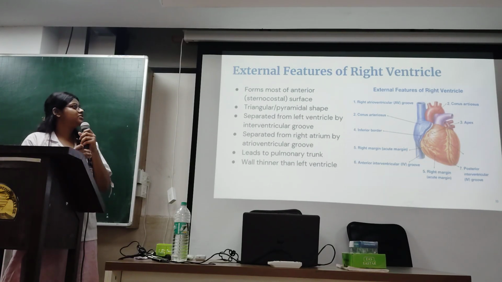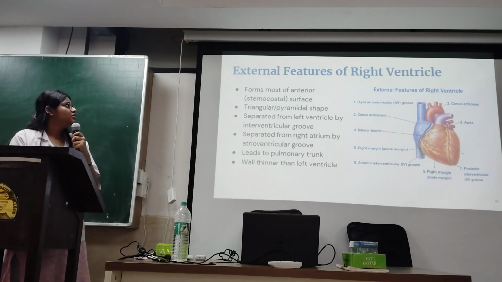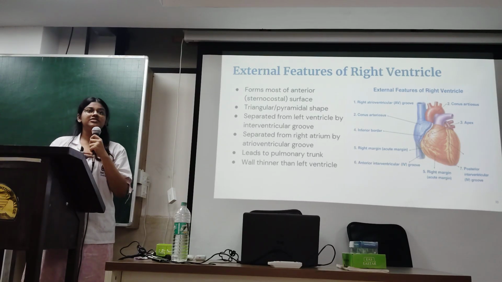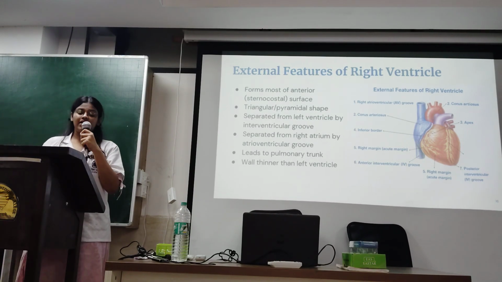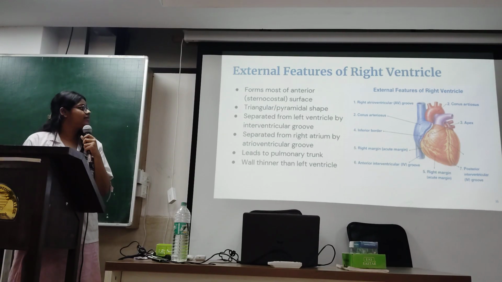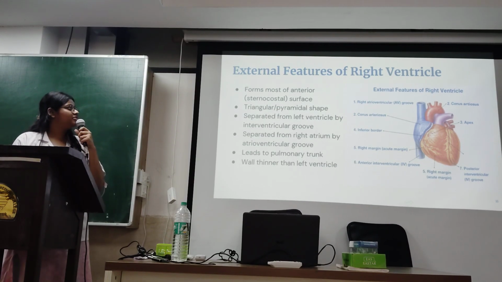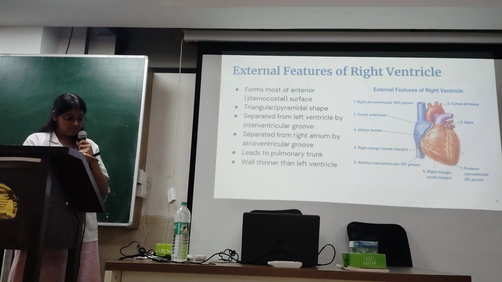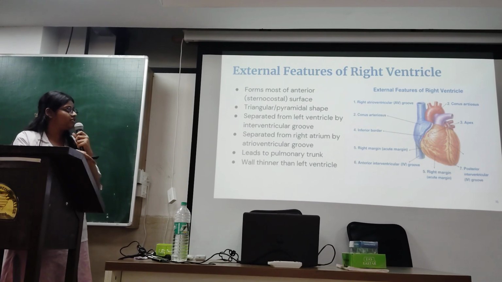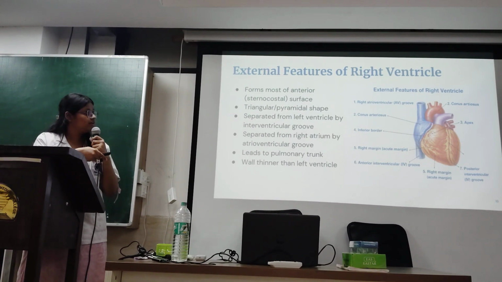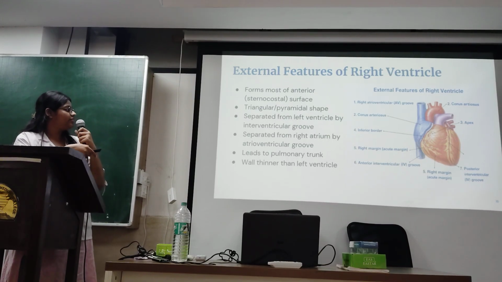The external features of the right ventricle. So it has two surfaces, the anterior or the sternocostal surface, and the inferior, also known as the diaphragmatic surface. It is triangular or pyramidal in shape, and it is separated from the left ventricle by an interventricular groove, and it is separated from the right atrium by an atrioventricular groove.